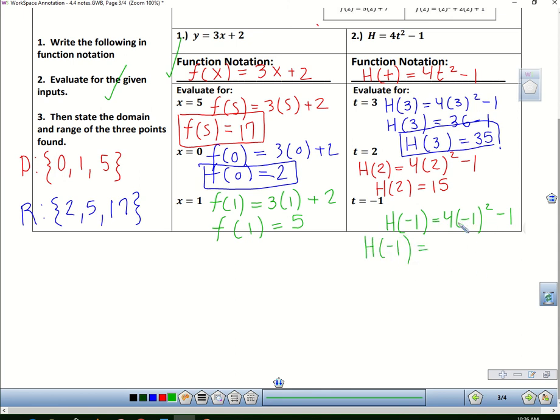So what's positive 1 times 4? That's right. I did. In the middle of a problem. Negative 1 to the second power is positive 1. What's positive 1 times 4? 4. So then we need to continue. So this becomes 4 minus 1, which is 3. h of negative 1 is 3.